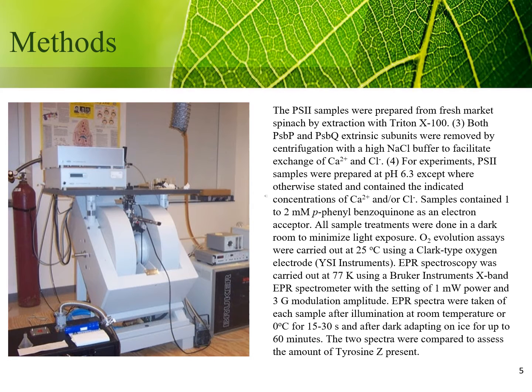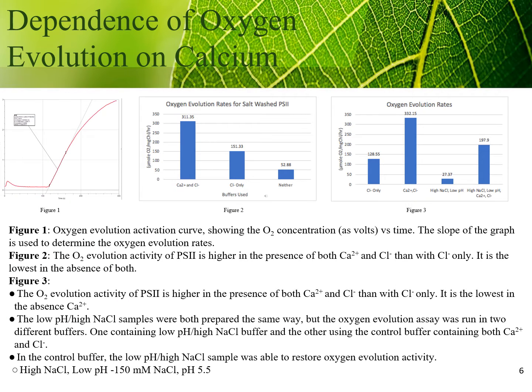In this experiment, the PS2 samples were prepared from fresh market spinach by extraction with Triton X-100. The samples were prepared with buffers with and without calcium to compare the effects on oxygen evolution in the Tyrosine Z radical. The picture shows an EPR spectrometer. EPR is a technique which depends on an unpaired electron, and this is what we use to observe the Tyrosine Z radical.